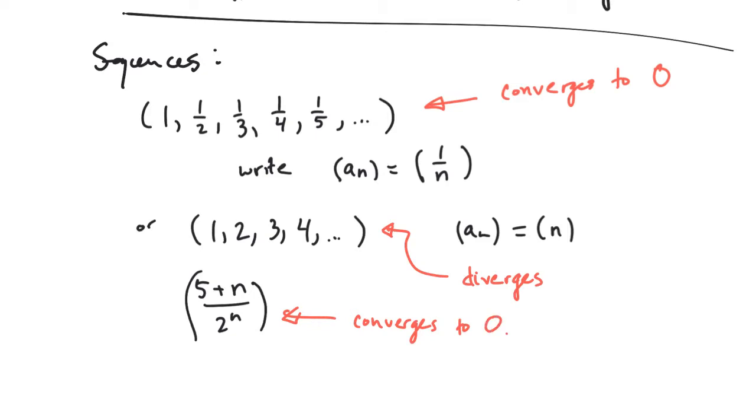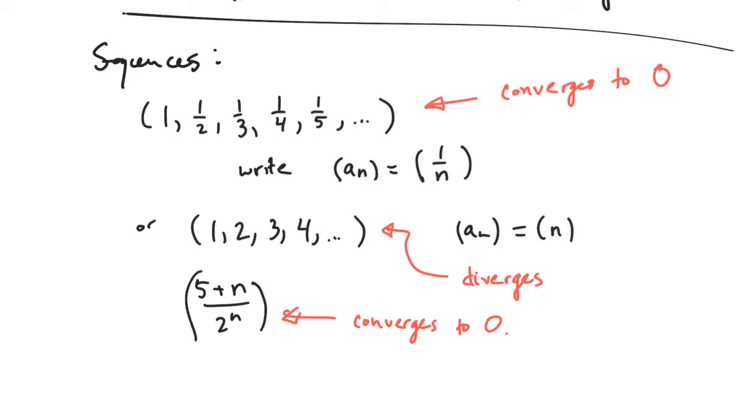The idea in your mind should be that as n is very, very big, the numerator is going to be fairly big. It's 5 plus n if n is really big. But the denominator is going to be super duper big because it's 2 to the power n. The denominator will be much, much larger than the numerator, and so when you make n go to infinity, it goes to 0.